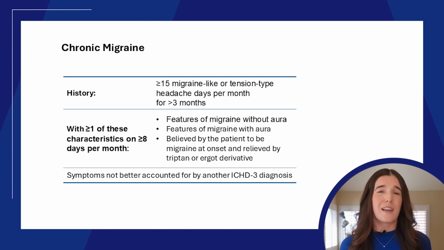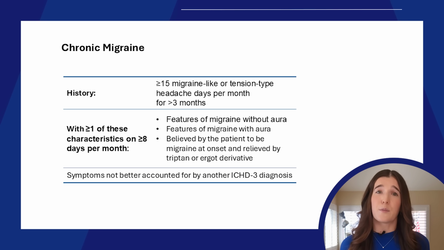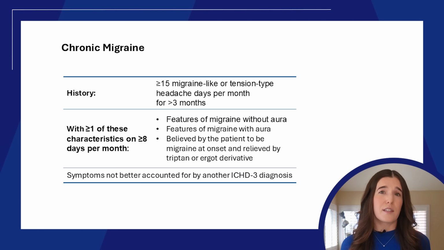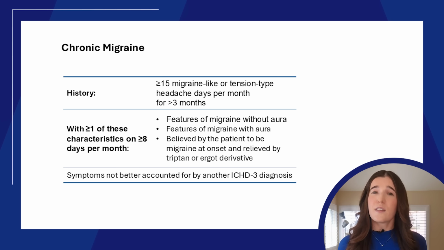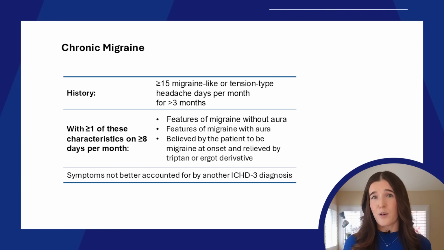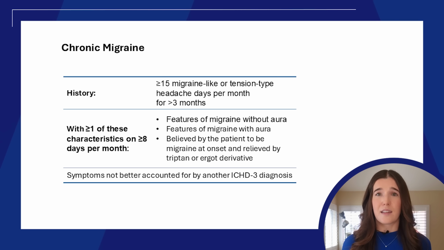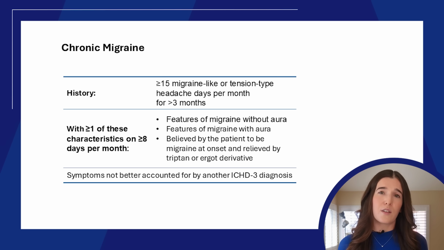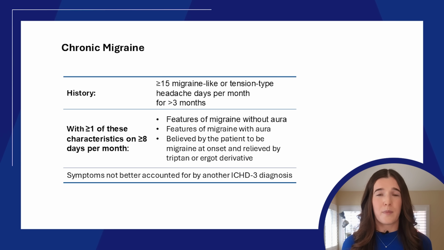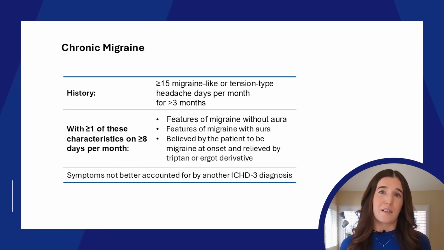Finally, let's talk about a diagnosis of chronic migraine. This is differentiated from episodic migraine by attack frequency. Chronic migraine is characterized by at least 15 migraine-like or tension type-like headache days per month for more than 3 months. On 8 of these days, patients must also experience at least one of the following: features of migraine without aura, features of migraine with aura, or an attack believed to be migraine at onset that was relieved by appropriate medication including a triptan or ergot derivative. As with other diagnoses, the symptoms cannot be better accounted for by another diagnosis.